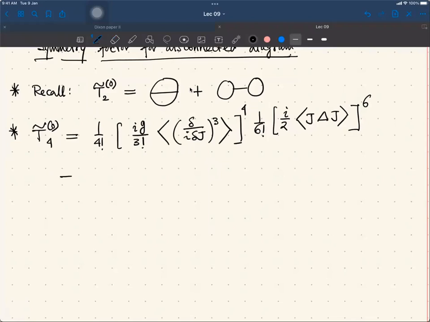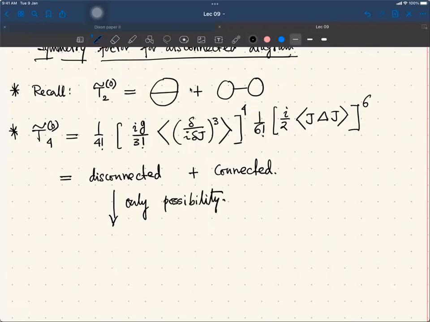and this will have disconnected diagrams and connected diagrams. This is a sum of disconnected and connected diagrams. Now, for the disconnected diagram, a topological argument can be given that the only possibility for that is this: 1 over S times T tilde 0,2 times T tilde 0,2.